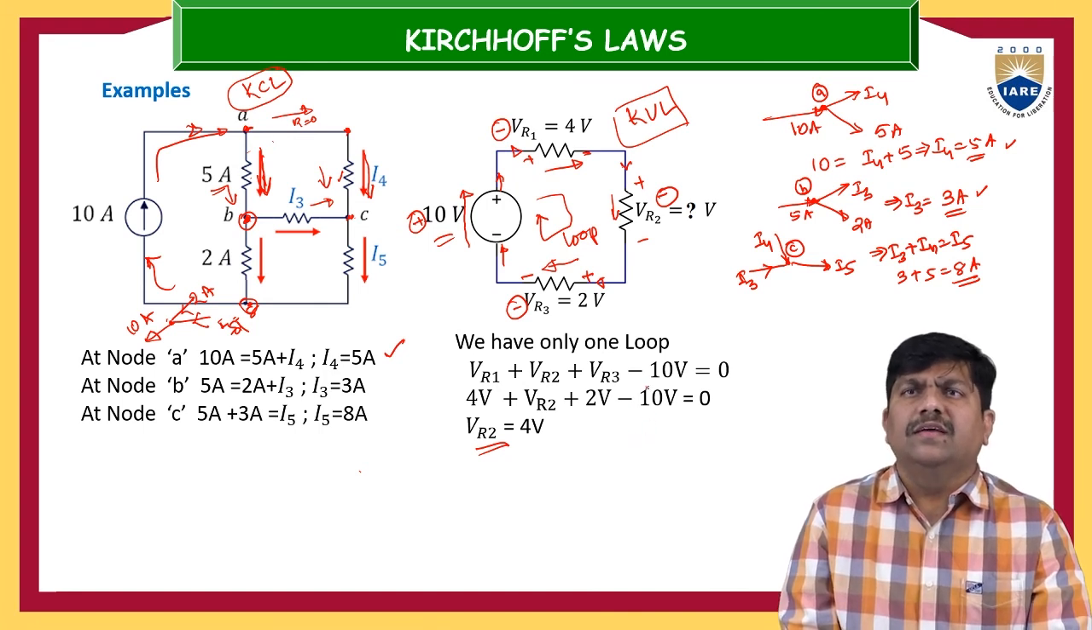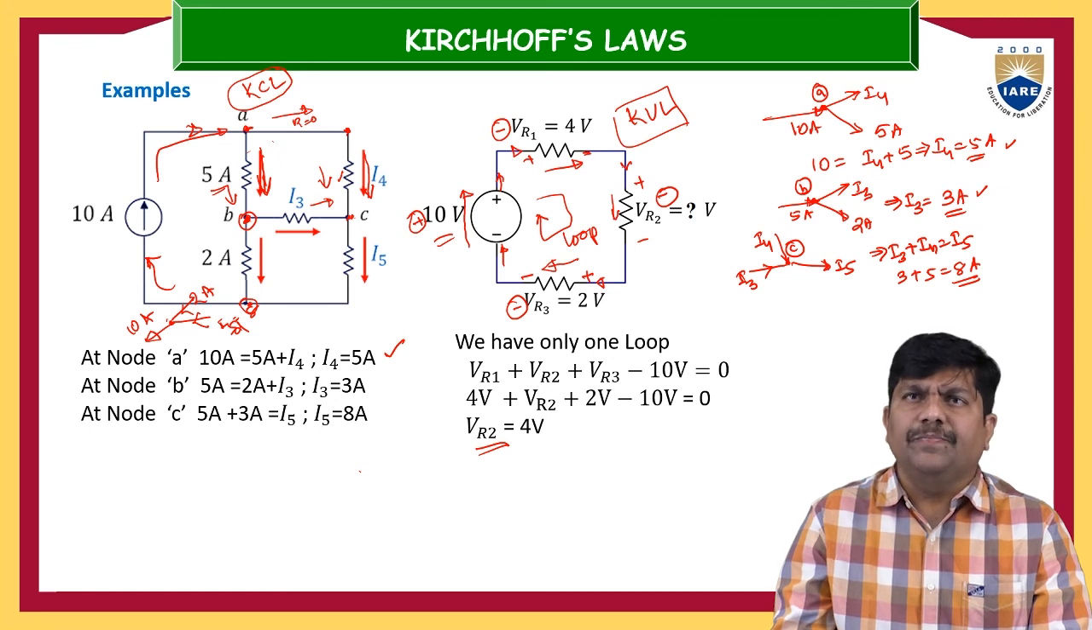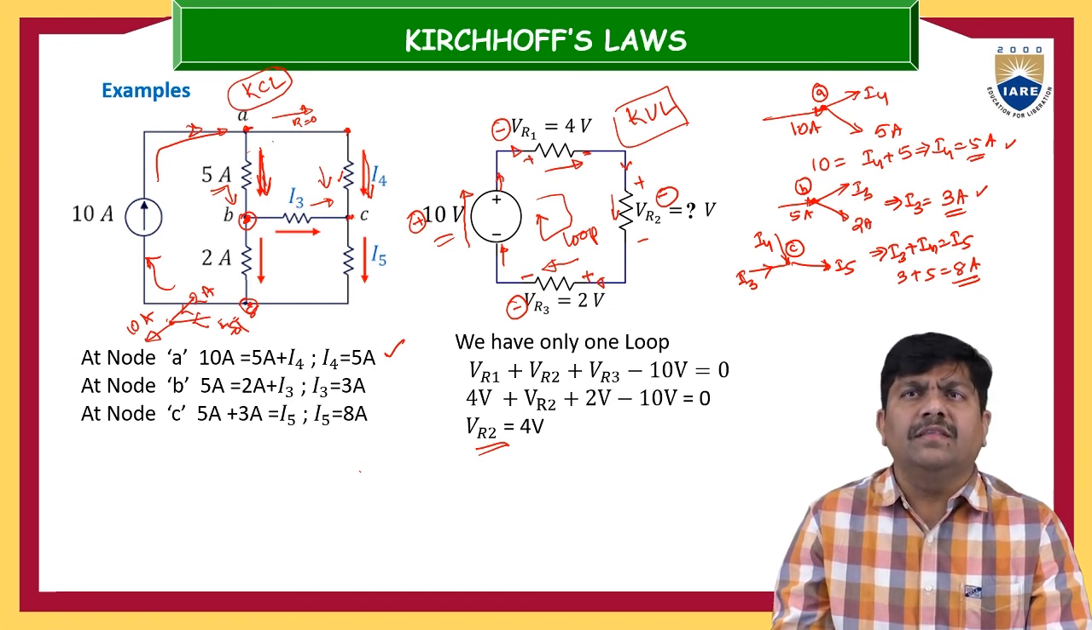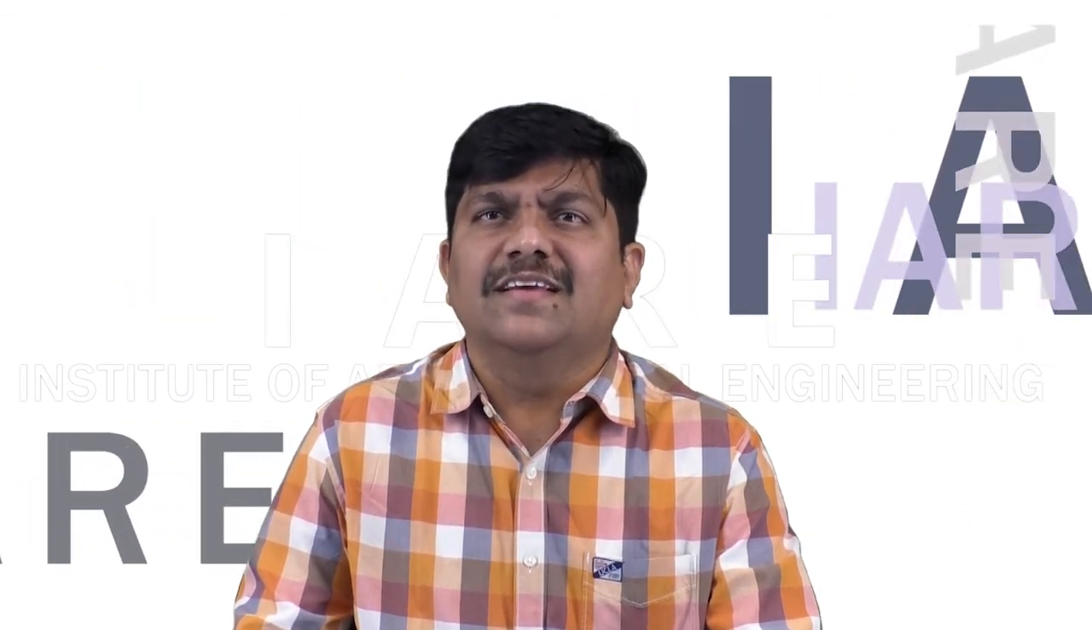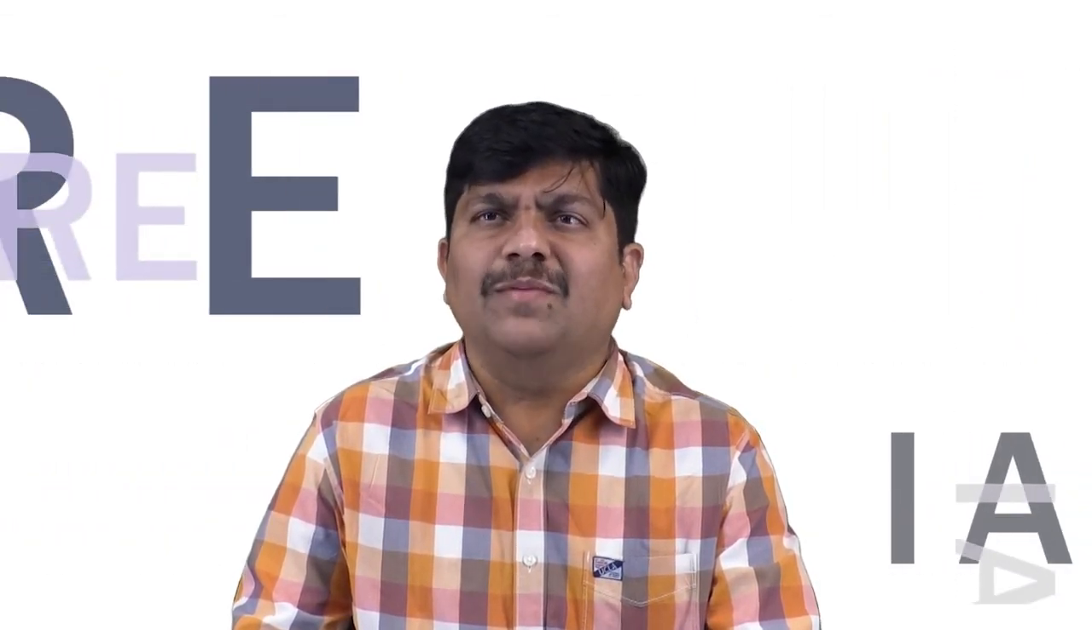So like this, we can use Kirchhoff's laws, either KCL or KVL. Now we can easily identify various electrical quantities based on our requirements in a complex electrical network. I hope this video gives a basic idea about Kirchhoff's laws with some suitable examples.